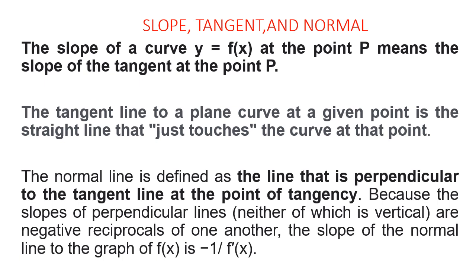Because the slopes of perpendicular lines are negative reciprocals of one another, the slope of the normal line to the graph of f of x is minus 1 over y prime.